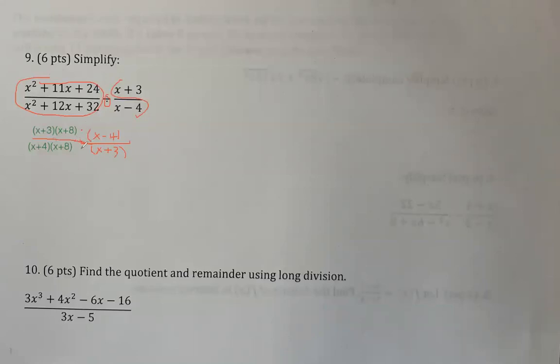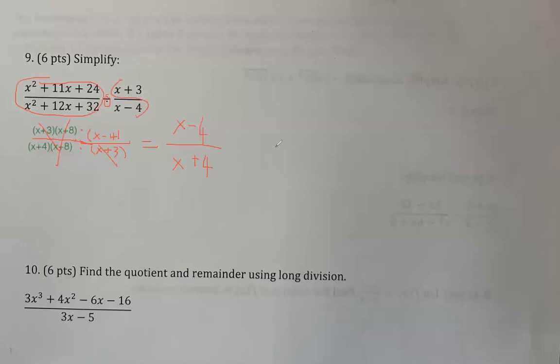This multiplication, this multiplication. Now we look for common factors in the numerator and denominator. We see this is a pair, right? It becomes 1. And x plus 3 becomes 1. So we're left with x minus 4 divided by x plus 4. And that's the answer for this one, for 9.